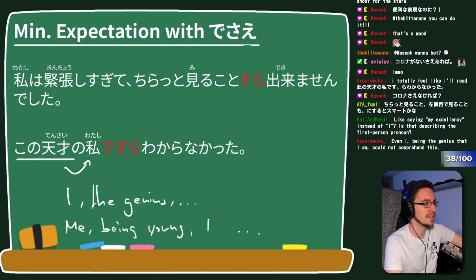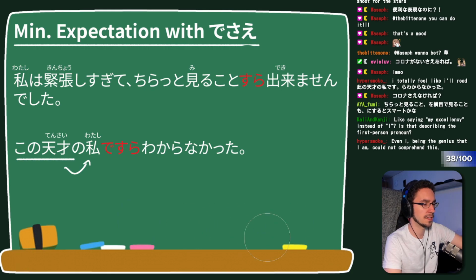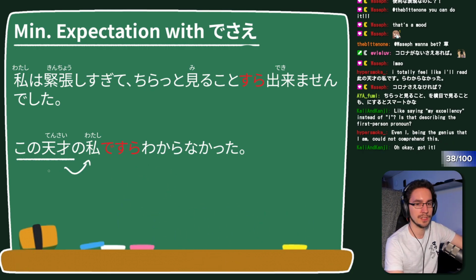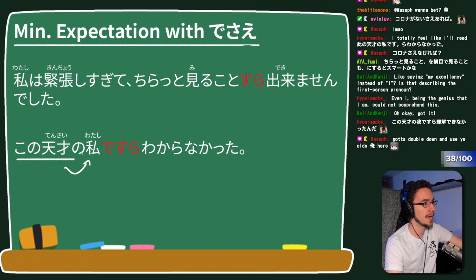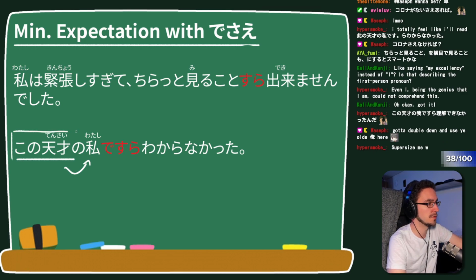In Japanese, because of how no can work, this is really easy to do. You can literally just plop it in front of the watashi, because watashi, just like any other pronoun or noun, can be described with any amount of adjectives or other nouns using no. So you can say この天才の私ですら. Even I, the genius, わからなかった. I didn't understand. So even I, being a genius, didn't understand this. Like if I don't understand it, who's supposed to understand it, right? Kind of like that.